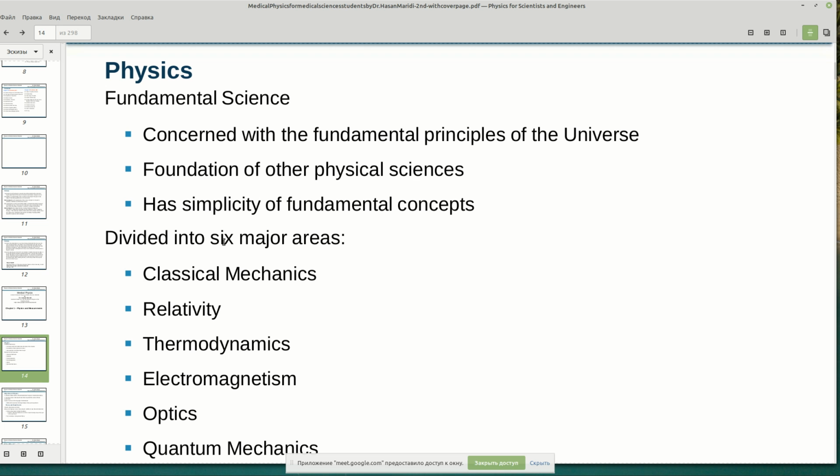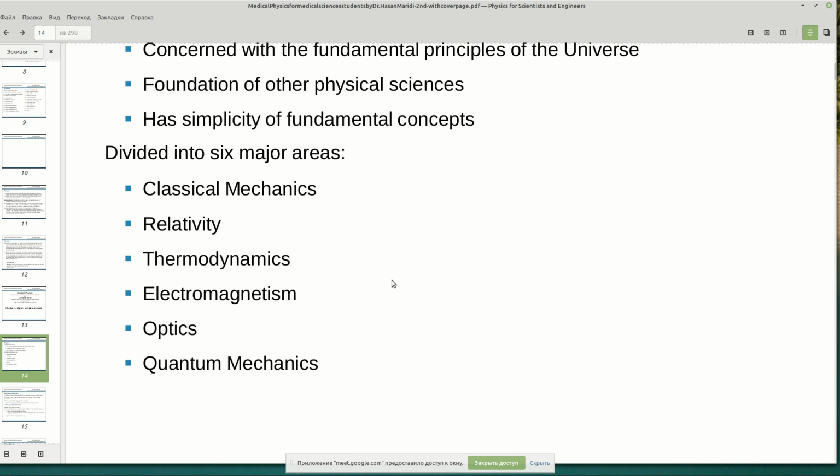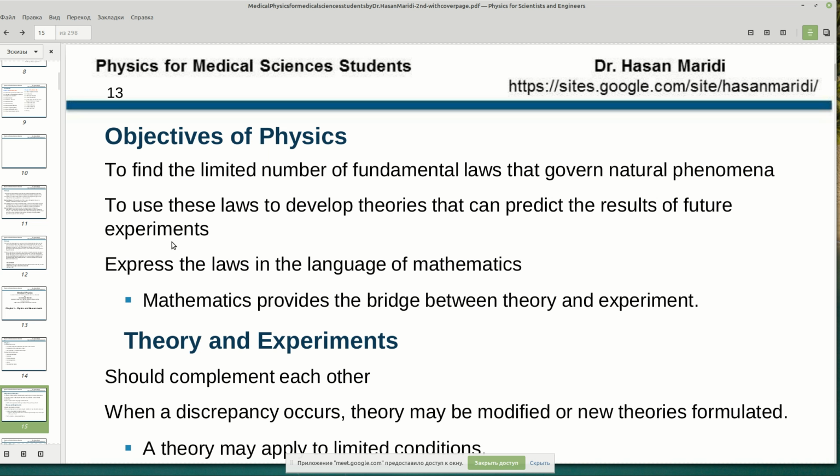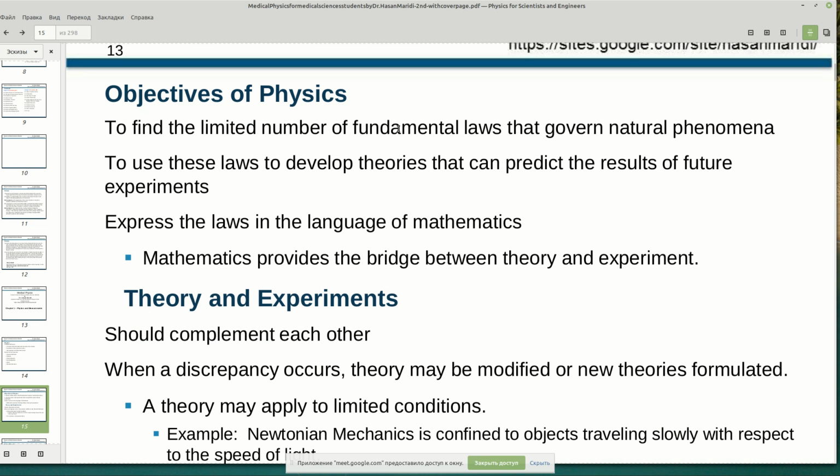So physics is divided into six major areas: classical mechanics, relativity, thermodynamics, electromagnetism, optics, quantum mechanics. What are the objectives of physics? The first objective is to find the limited number of fundamental laws that govern natural phenomena. Second, to use these laws to develop theories that can predict the results of future experiments.